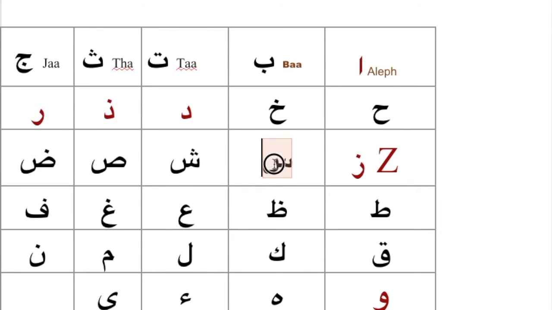Sin or Sa, we say Sin when it's by itself. Sa and Sha are very similar except for the dots. The Sha has three dots. Now today we will take Sa and Da. So let us see how those letters work.